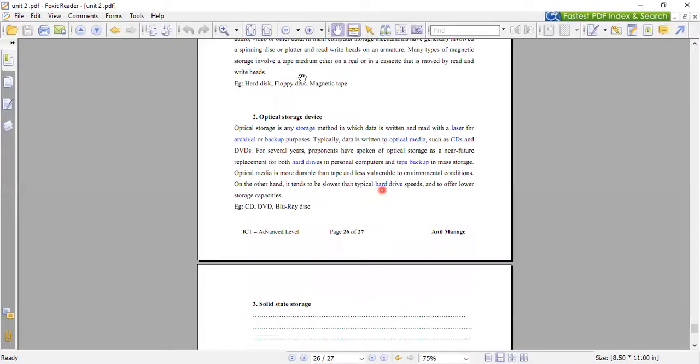Then the optical storage is there. Optical storage is any storage method in which data is written and read with a laser for archival or backup purposes. Typically data is written to optical media such as CDs and DVDs. For several years, proponents have spoken of optical storage as a near future replacement of both hard drives. Optical can even replace hard drives in a personal computer and tape backup in mass storage. Optical media is more durable than tape and less vulnerable to environmental conditions. On the other hand, it tends to be slower than typical hard drive speed and to offer lower storage capacities. So CDs, DVDs, Blu-ray discs can be taken as optical storage.